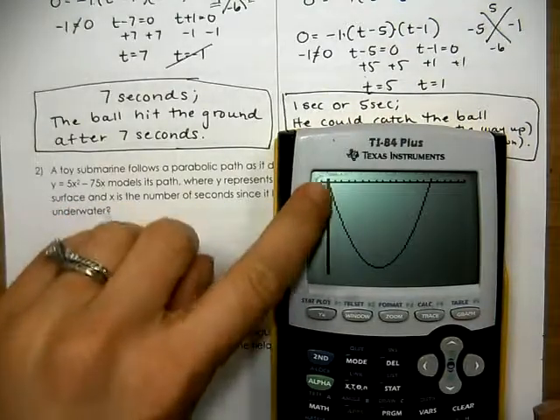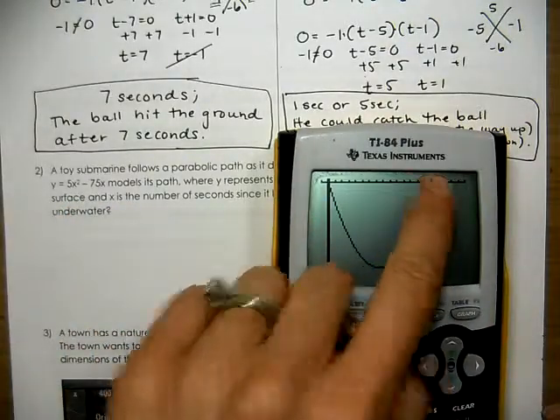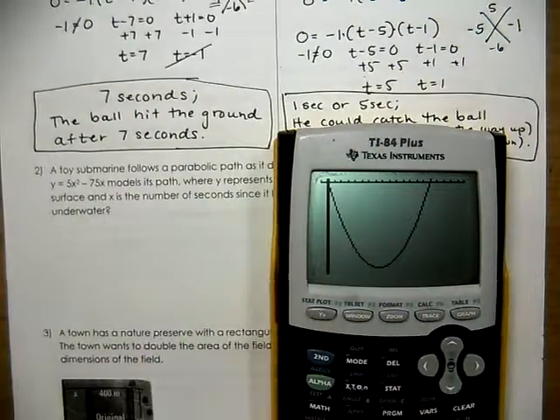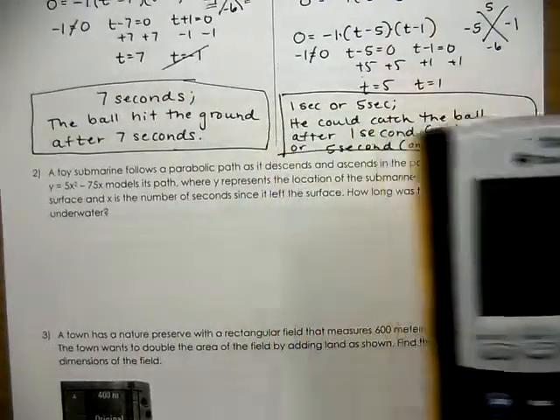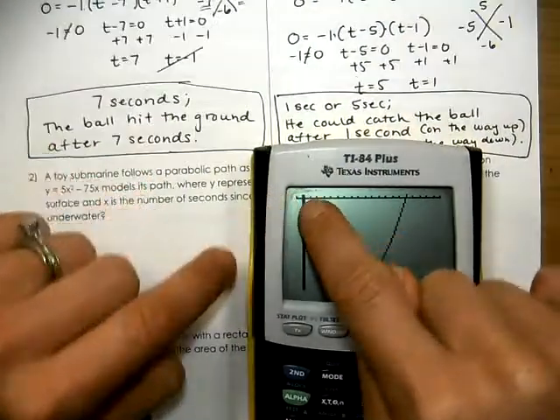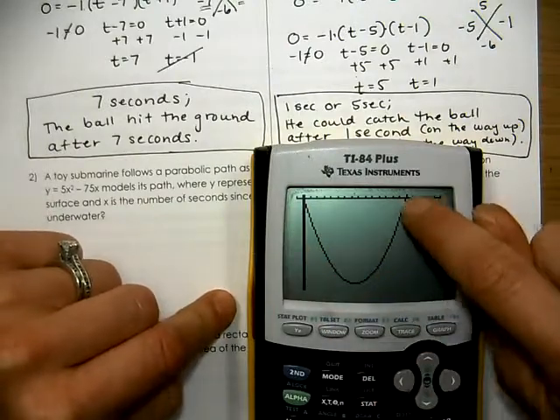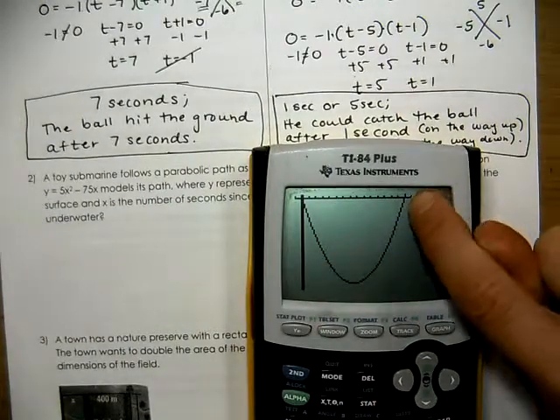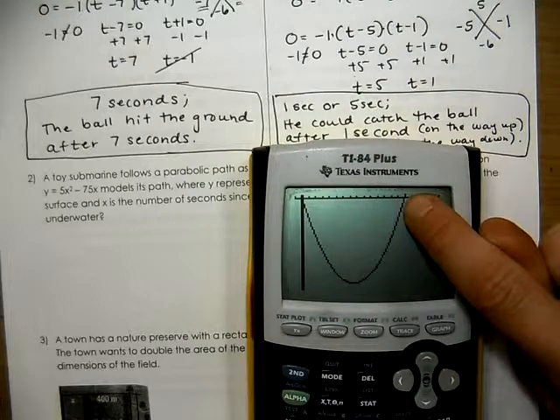So the submarine goes down, it hits its lowest point, and then it goes up. So it descends and then ascends. And we want to know how long it is underwater, is what it's asking. So it starts underwater here, and then it goes down, it comes back up underwater here. So we really need to find this point. We need to find that x-intercept.